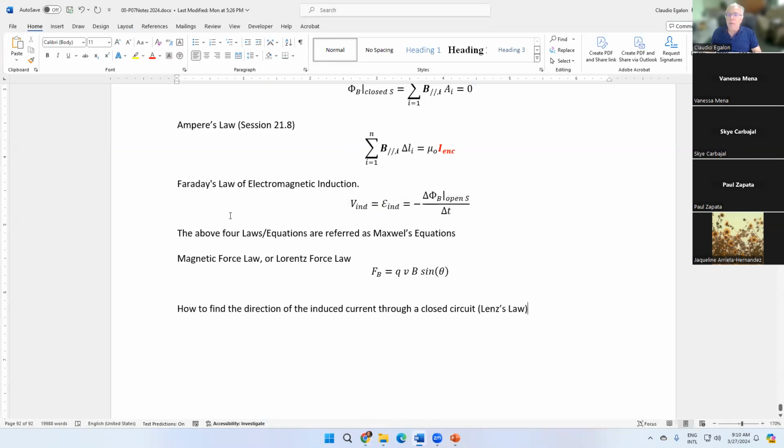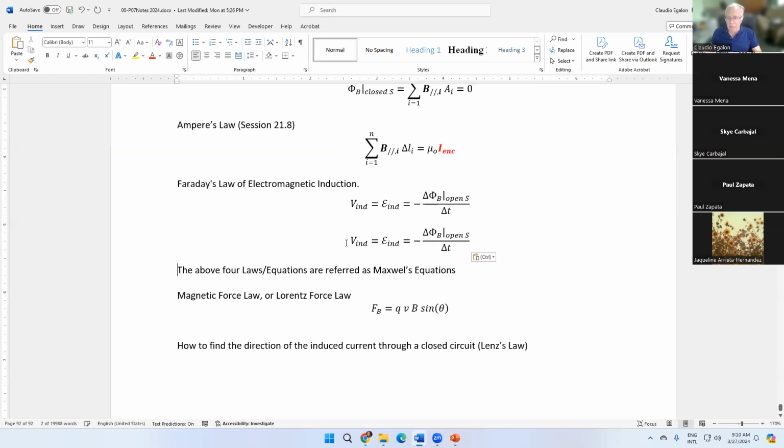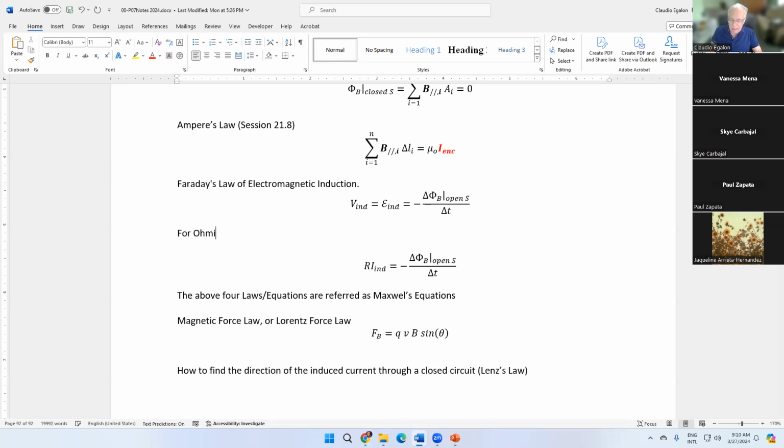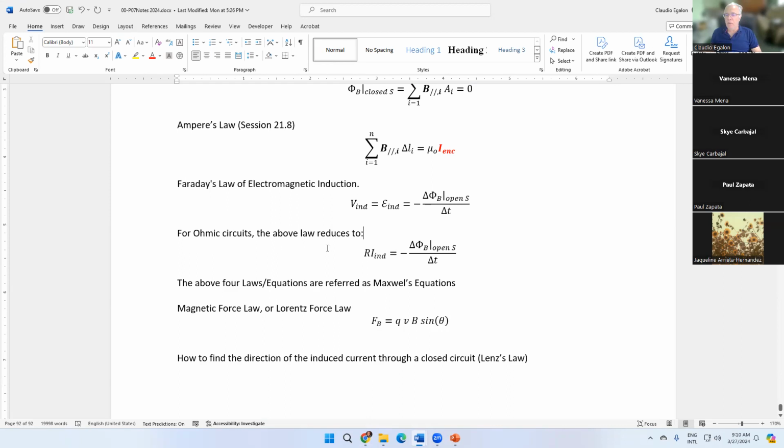And going back, don't forget, this thing here can also be written as follows if you have a resistor in your circuit, like that. For ohmic circuits, the above law reduces to something equal to Ri. Open surface, open surface.